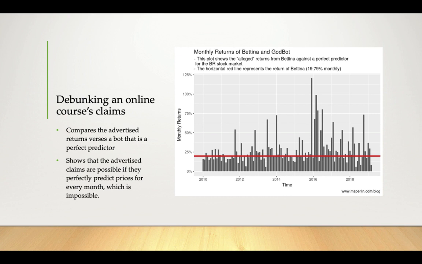He found that the claim was just shy of what the God bot could do, which means they had a near perfect prediction, which you can't really do. It's just impossible. So it's kind of debunking that.